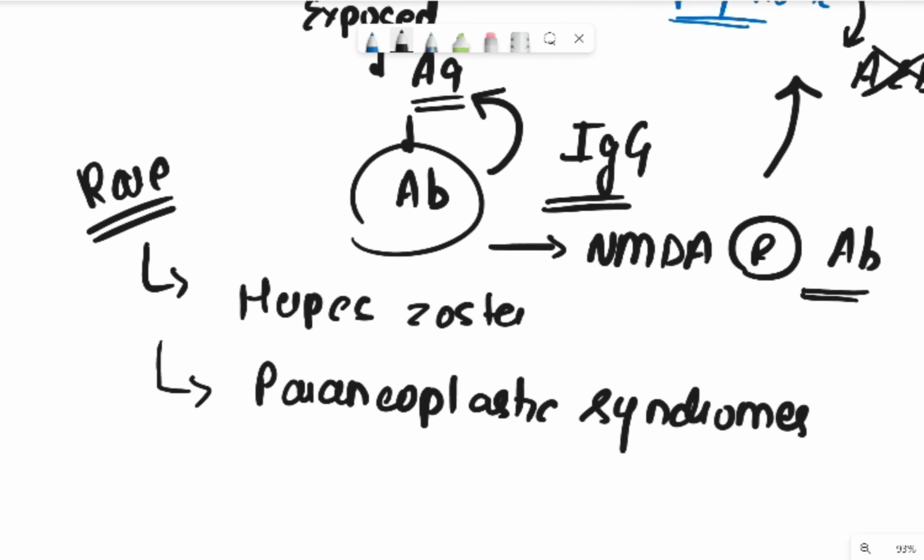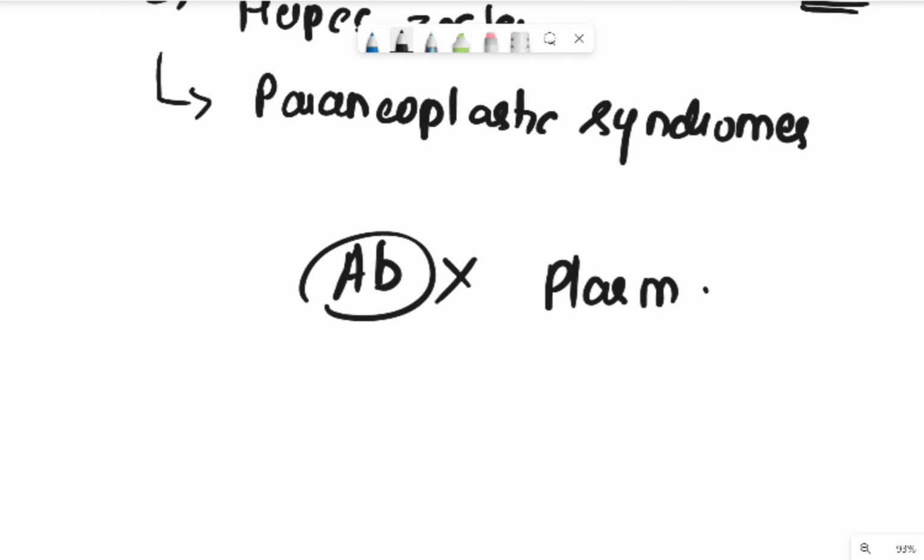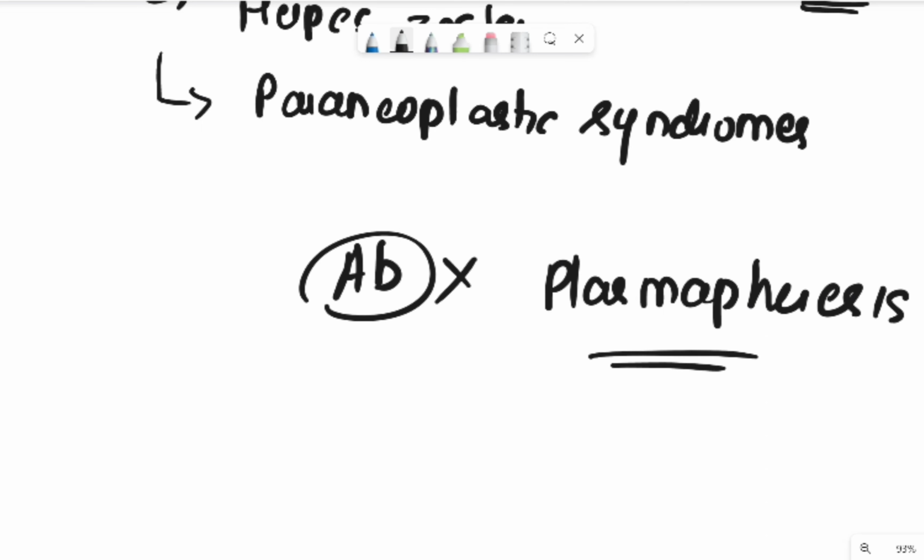So the only cure for NMDA receptor antibodies is to remove the antibodies from the system, and that is by plasmapheresis. Or you should remove the cause for the antibodies. For example, like the case which was demonstrated in The Resident, they also did an excision of the dermoid cyst, which actually caused her to be cured after some time.